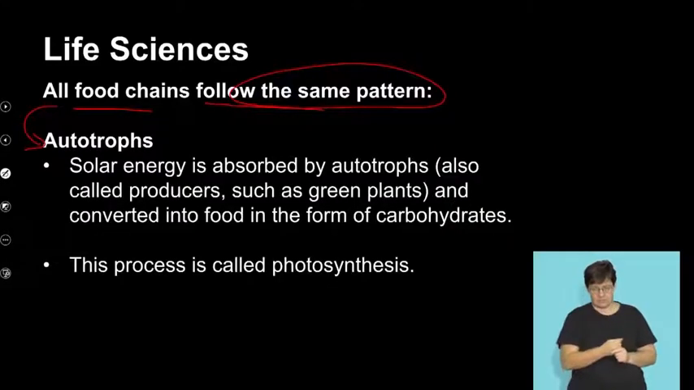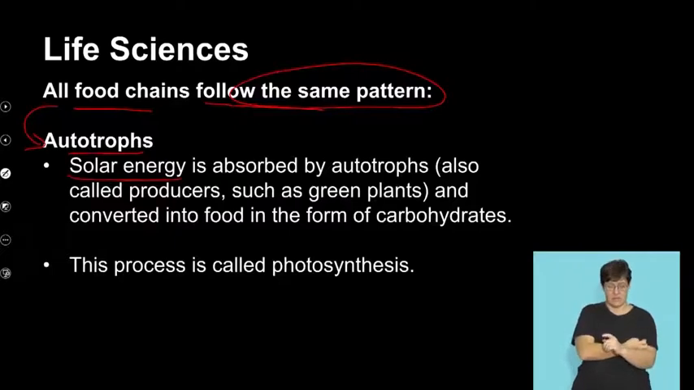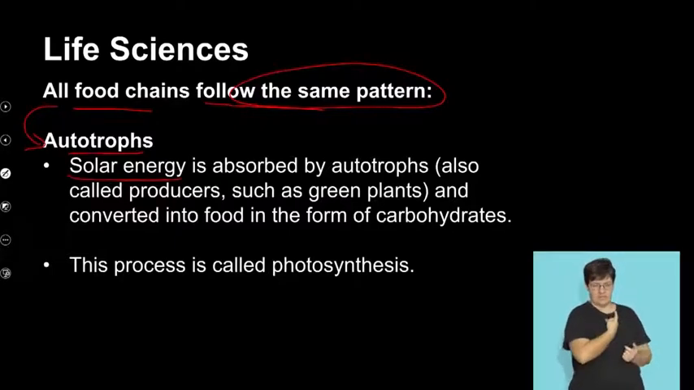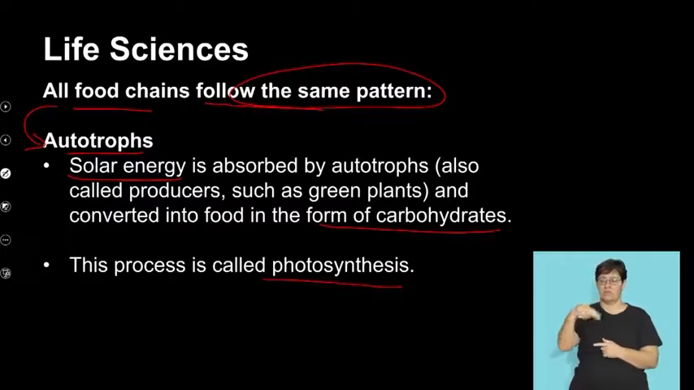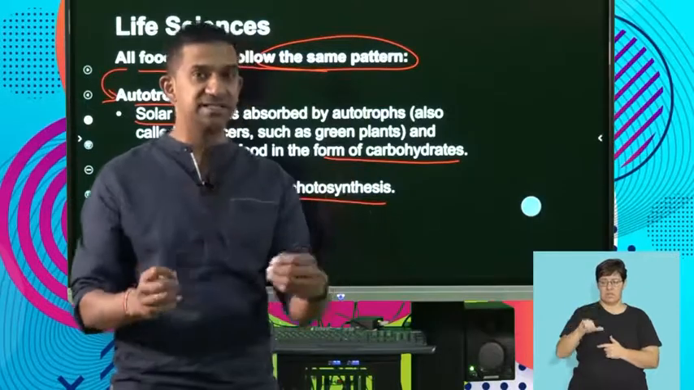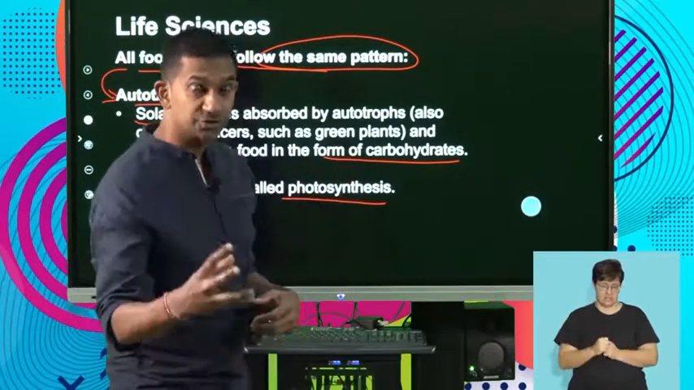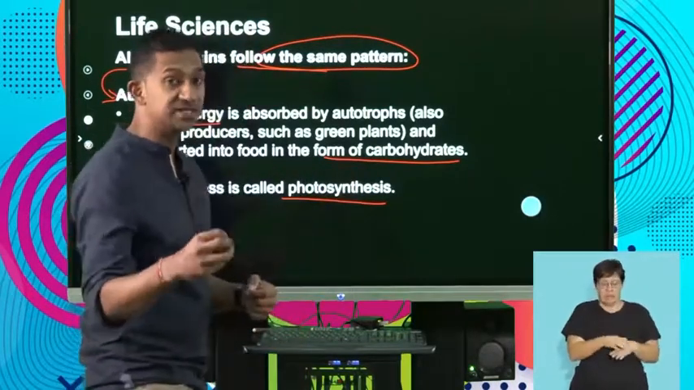So the concept of an autotroph would be an organism using solar energy, which is then converted into chemical energy or carbohydrates by a process that we refer to as photosynthesis. So it's important that we understand that all food chains have to begin with autotrophs, which are the primary producers in a food chain.